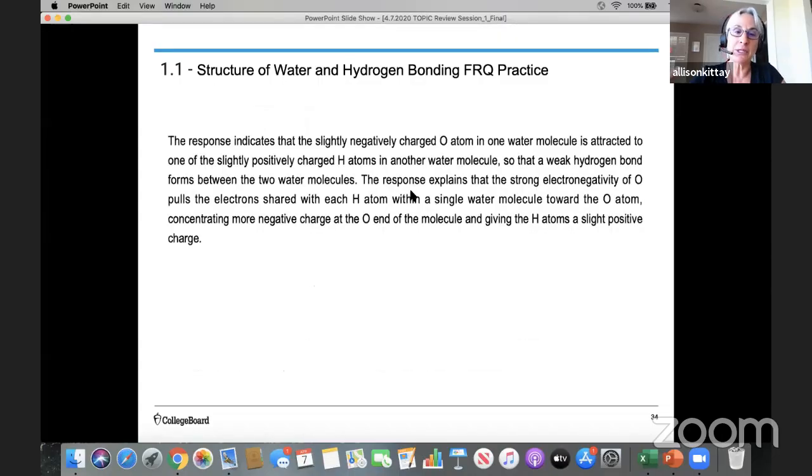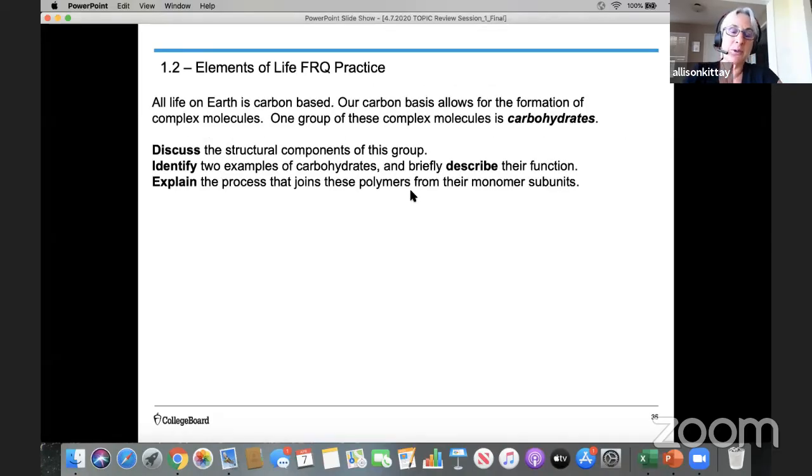So your response should indicate that the slightly negative oxygen atom in one water molecule is attracted to the slightly positively charged hydrogen atoms in another water molecule, so that hydrogen bonds form between the two water molecules. I'm going to skip this one for now, but you should go back and practice it.